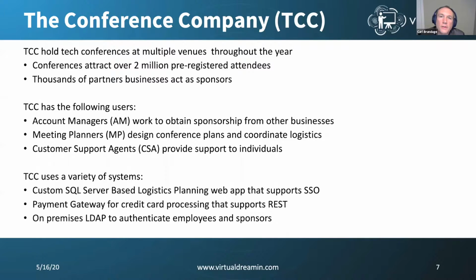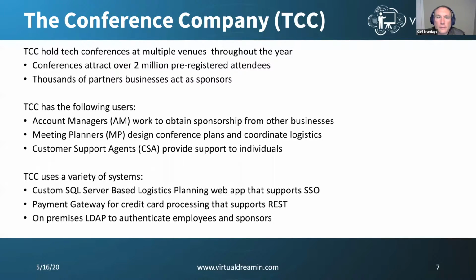Within the company, there are 3 types of users. There's account managers. These are folks that will work to obtain sponsorship from other businesses. There's meeting planners, the MPs. Well, they design the whole conference. They decide what sessions are going to happen, who's going to be speaking. And then last but not least, you have customer support agents who provide support to individuals when we have trouble or need help logging into the system.